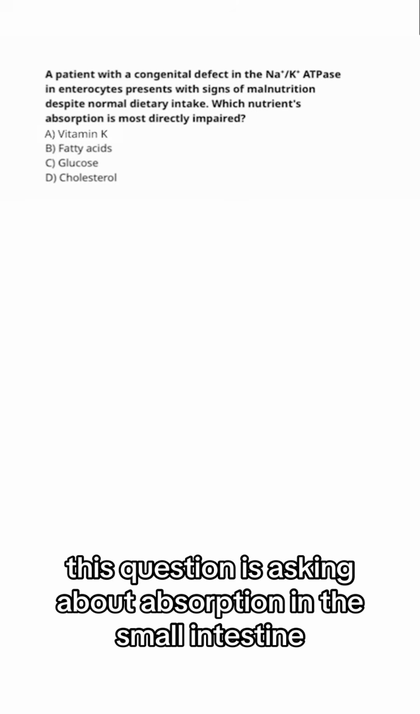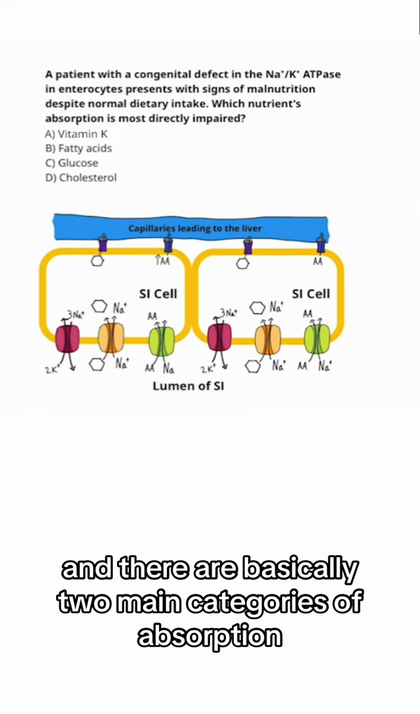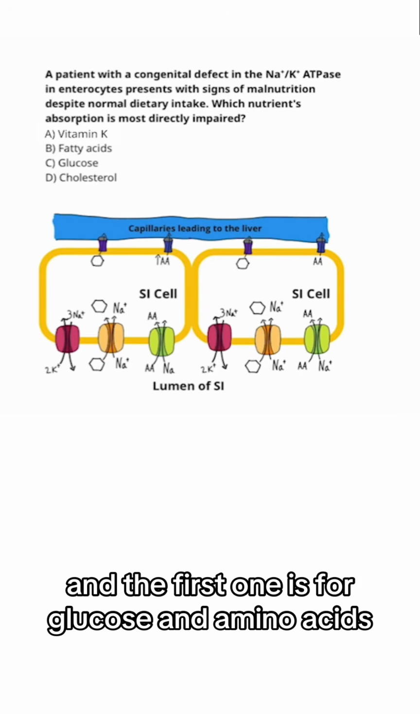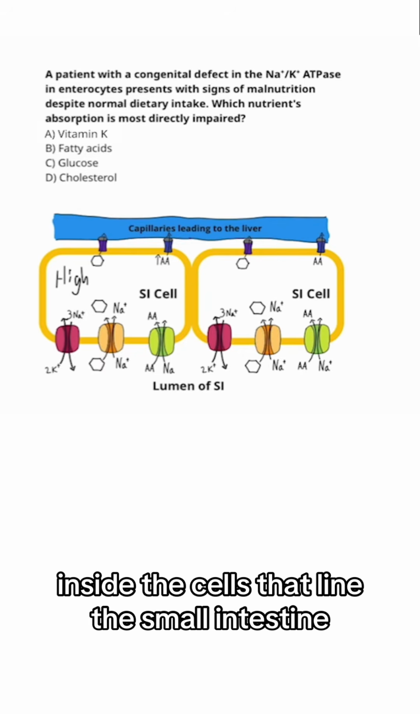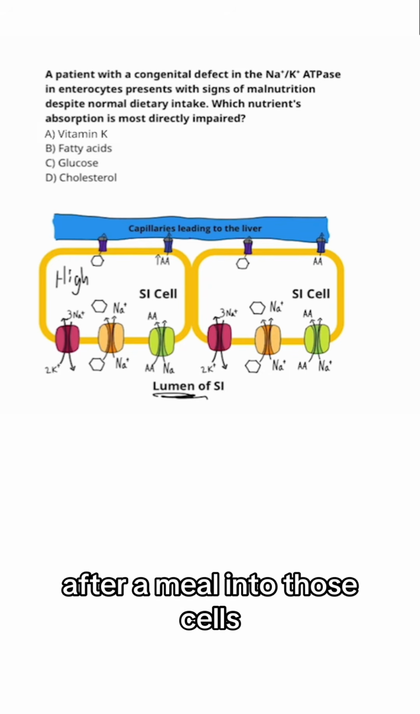This question is asking about absorption in the small intestine, and there are basically two main categories of absorption that you need to be thinking about. The first one is for glucose and amino acids. Glucose and amino acids have a high concentration inside the cells that line the small intestine, so they are unable to passively diffuse from the lumen of the small intestine after a meal into those cells.